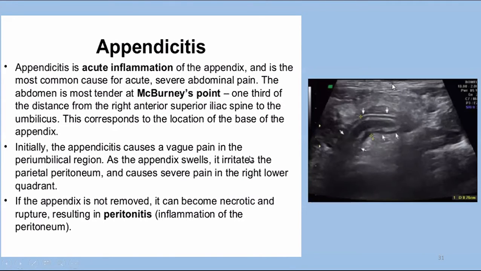This is an ultrasound image of appendicitis. This arises from this area of the cecum. As you can see, there is edema or fluid around the appendix. So this is your ultrasound image of the appendix.